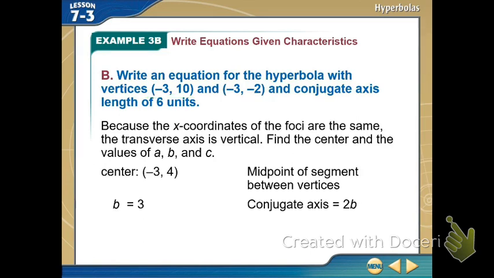And the conjugate axis is 2b. They told me that was equal to 6. So that told me I went 3 spaces in each direction from the center. So b is 3. And then the distance from each vertex to the center is 6.